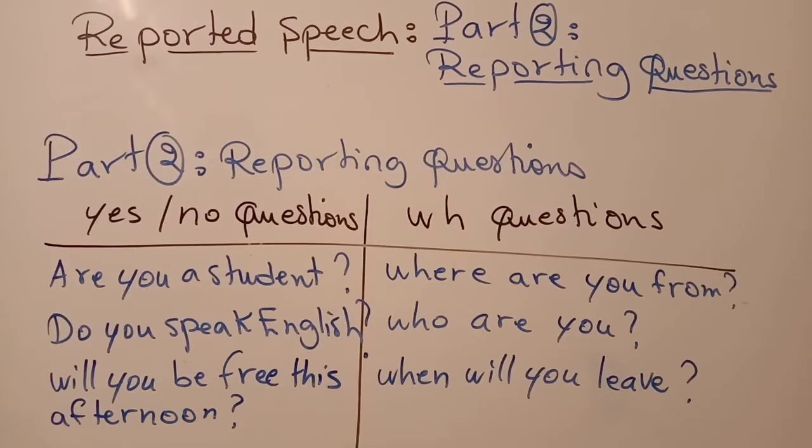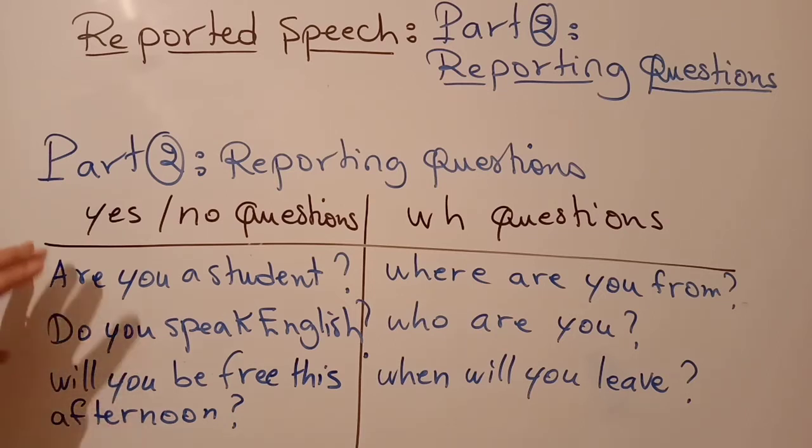And now let's focus on today's lesson, which is about reporting questions. As you know, in English we have two types of questions. Yes or no questions, in which you are required to answer either with yes or no. For example, are you a student? Yes, I am. No, I am not. Do you speak English? Yes, I do. No, I don't. Will you be free this afternoon? Yes, I will. No, I won't.